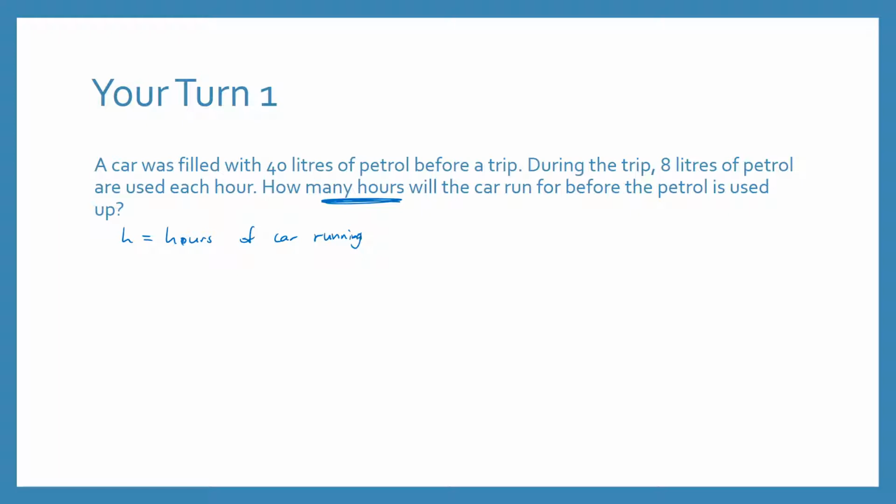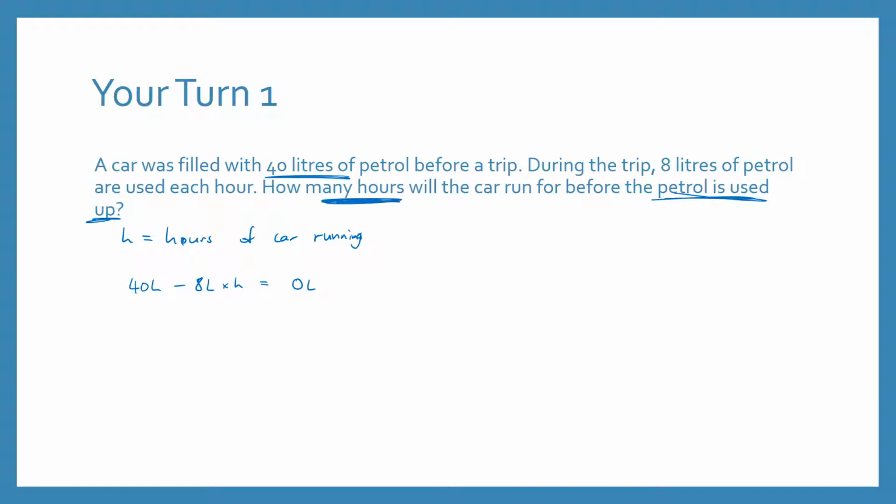Now the car was filled with 40 litres, so we start with 40 litres. So I'm going to write 40 litres. During the trip, 8 litres of petrol are used every hour. So what we're doing is we're taking 8 litres away every hour. So every hour we're running the car, we're losing 8 litres. Now this is an expression which represents what's there, but we want the equation so we can solve it. We want to ask how long will the car run before the petrol is used up. So in other words, when this is going to equal 0 litres.